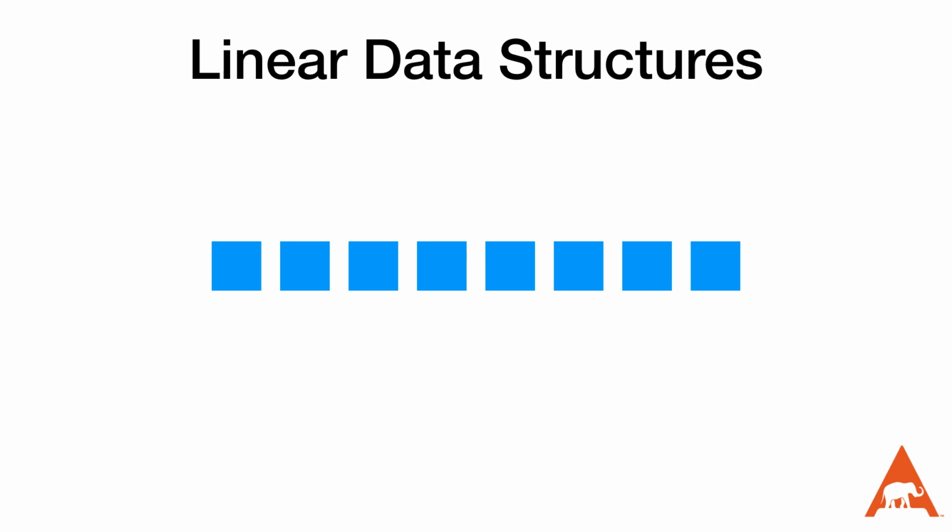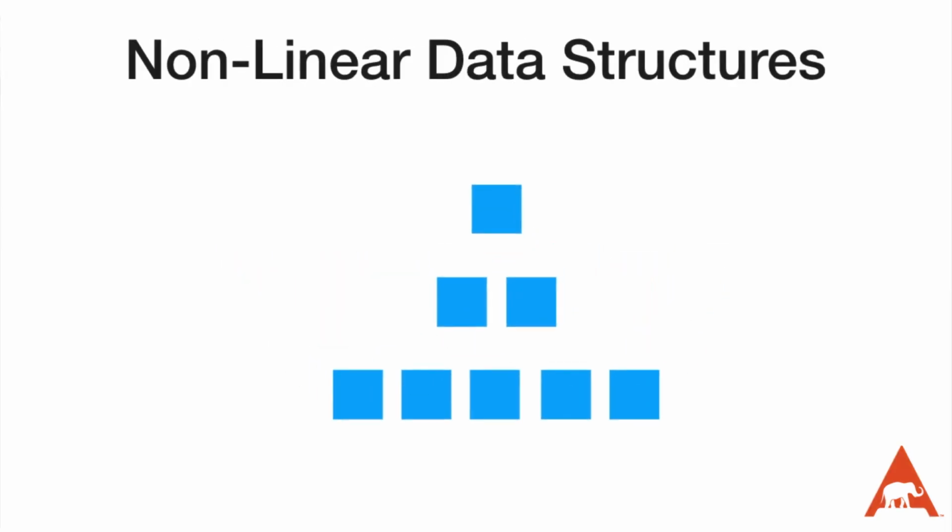The first is a linear data structure, where elements are arranged in a sequence. Examples of this include arrays, lists, stacks, and queues. The second is nonlinear data structures, where a linear structure doesn't work because of operational complexities. Examples include graphs and trees.